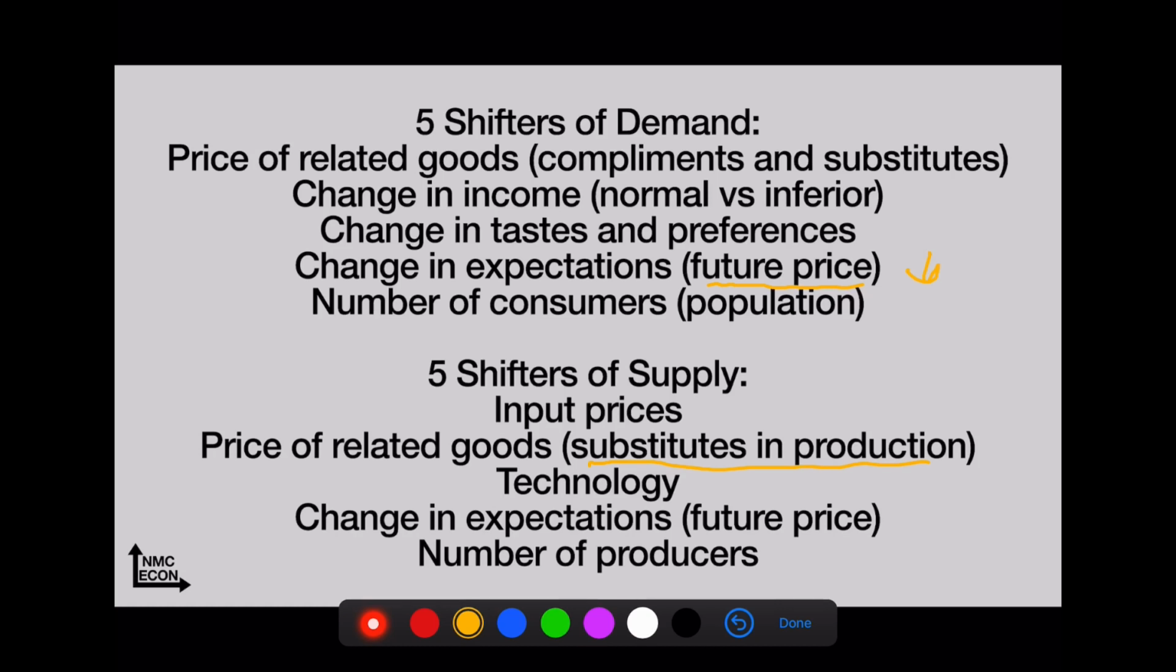Change in expectations, similar to the demand shifter. If you're a factory and you think in the future you can sell it for a higher price, you're going to wait to supply things till the future. That means less supply today. If you think the price is going to go down, you'll supply more today. Number of producers, let's say new factories and firms open up, that's an increase in supply.